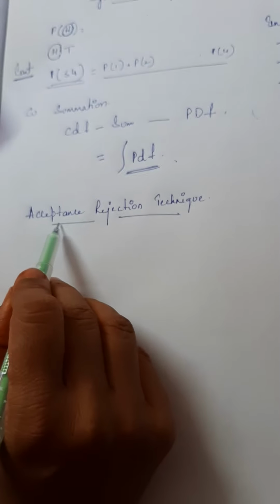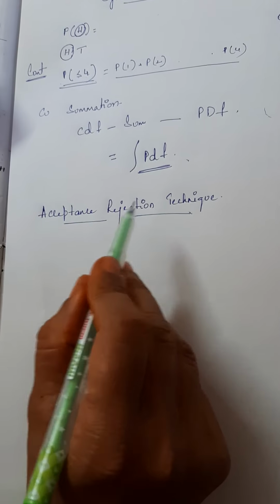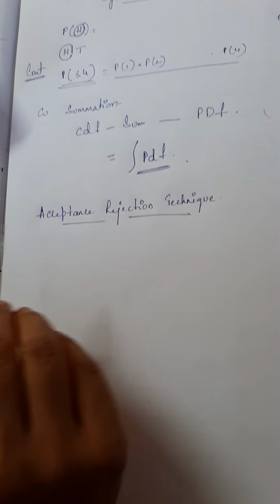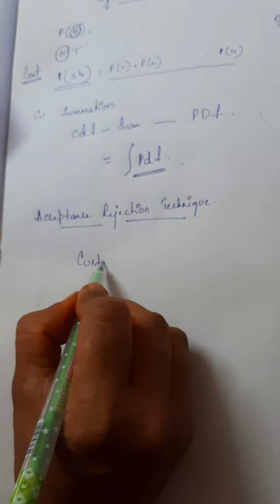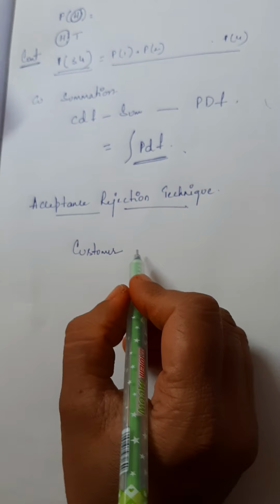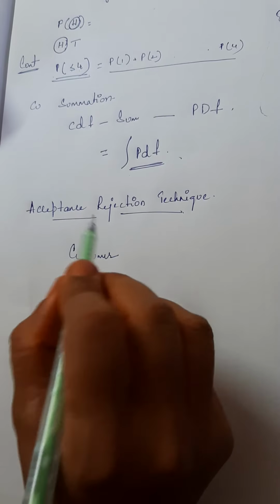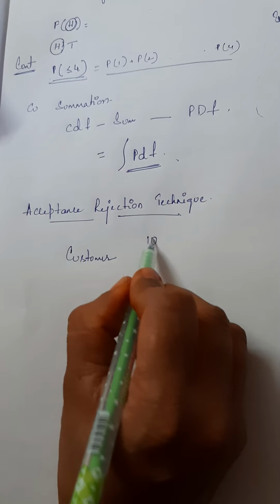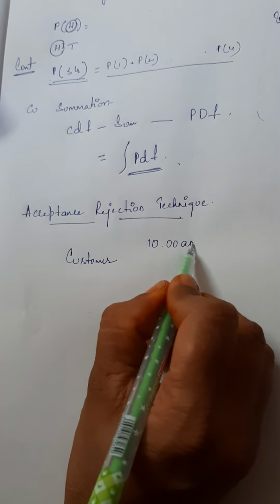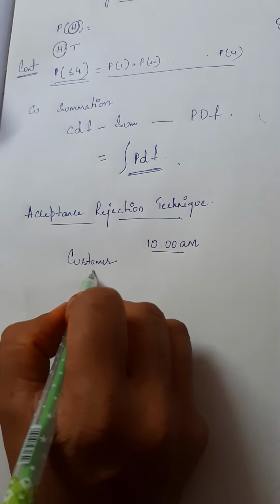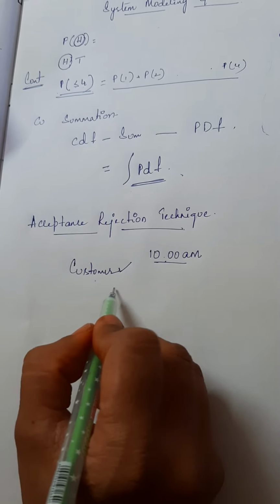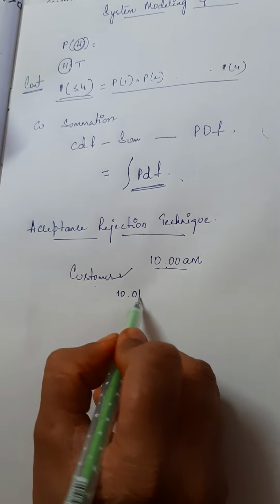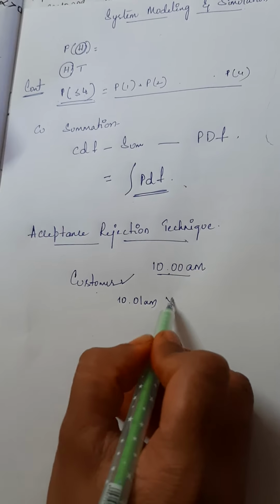So, as the name says, in the acceptance rejection technique, if a particular customer comes within time, say for example my closing time is 10 a.m., so if a customer comes within 10 a.m. I will accept this customer. If he comes at maybe 10:01 a.m., I will reject that customer.